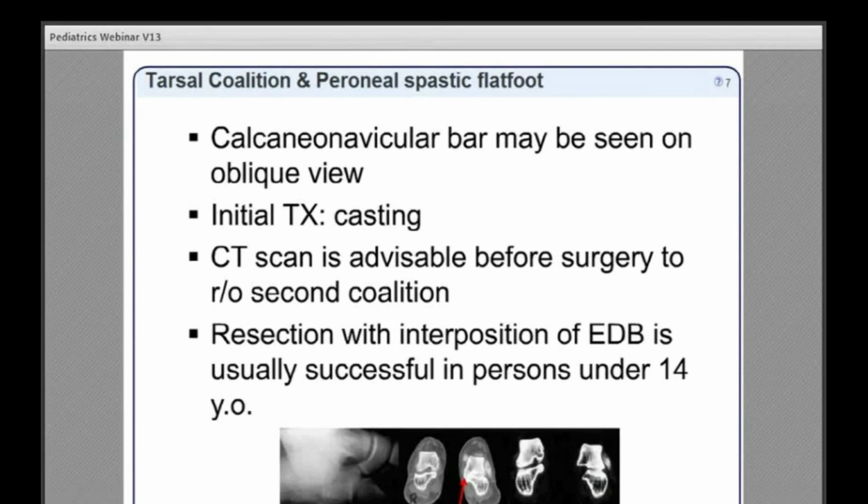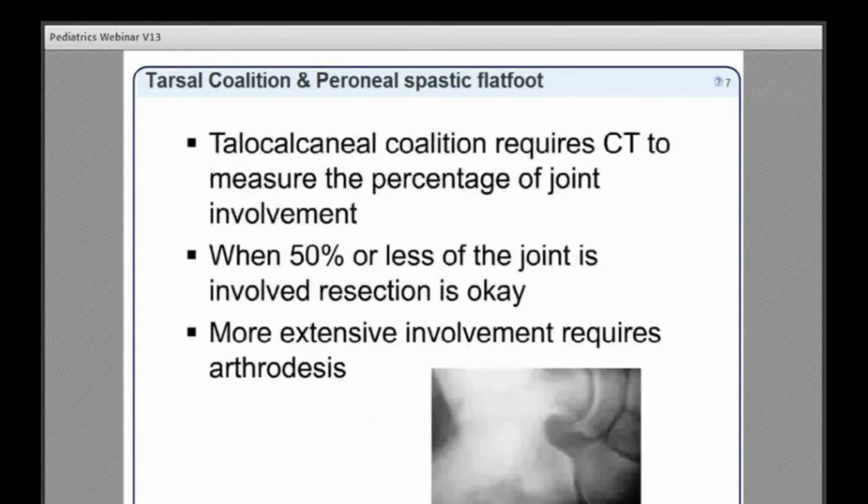If you go down the route of surgical management or failed conservative management, a CT scan is advisable, as there can be secondary or additional coalitions in the hindfoot. The talocalcaneal coalition requires CT to measure the percentage of the joint involved, and when 50% or less of the joint is involved, resection is an okay alternative. More extensive involvement requires more aggressive procedures, such as an arthrodesis.